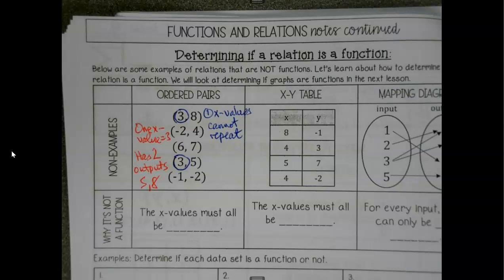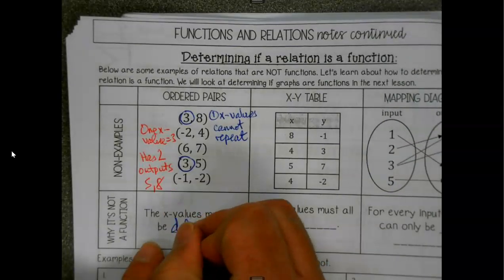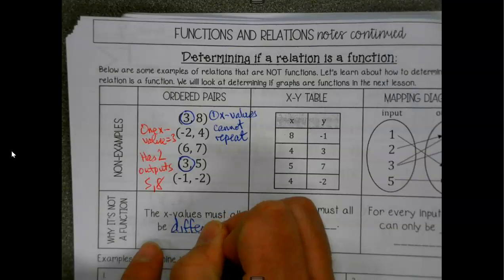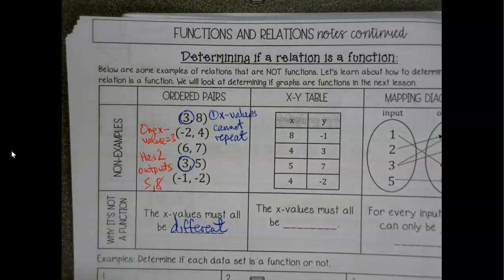So the minute you see in ordered pairs, if you see an x value repeat, that's not a function, ever. Okay? So again, and we got it down here, all the x values must be different. Just a different way of saying kind of what I said up above with number 1. Okay? If I have a table, it's no different.